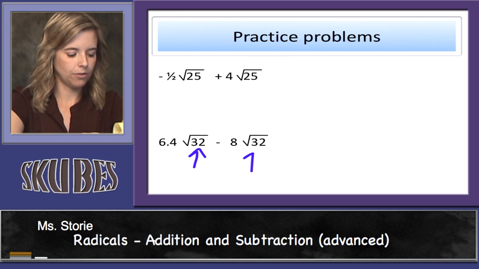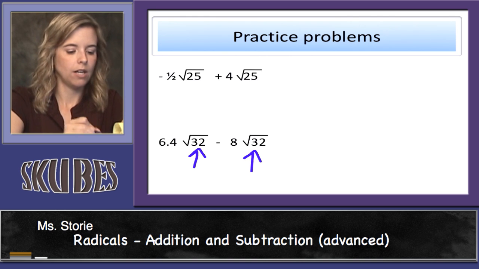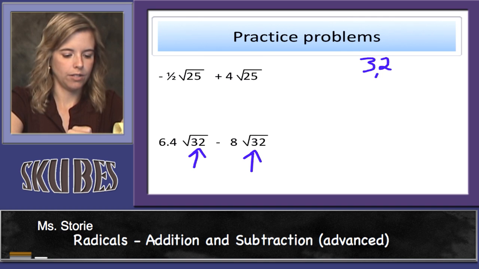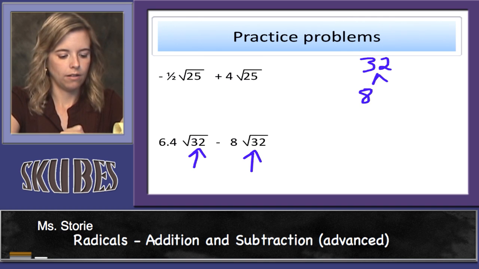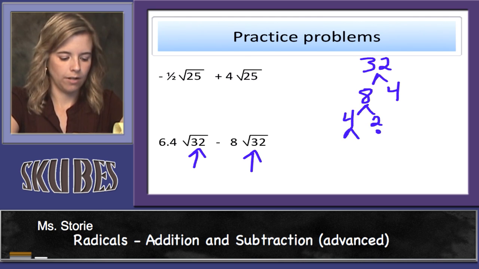I've got radical 32 and radical 32. Awesome, they match. However, they are not fully simplified. So let's factor tree 32. So you're going to get 8 times 4. 8 is not prime, let's break him. 4 times 2, 2's prime. 4 is still not prime. 2 times 2, great, all primes.